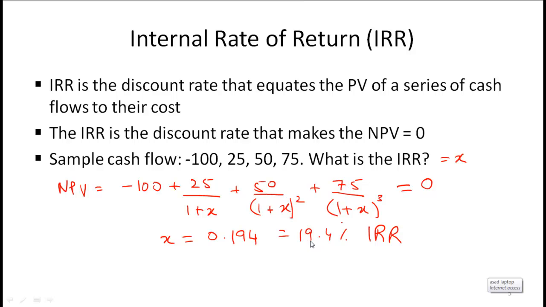The interpretation is that this project, given these cash flows where you invest 100 and then get 25 after 1 year, 50 after 2 years, and 75 after 3 years, you are getting a return of approximately 19.4% on this project. It's a useful thing to know. So you can tell now that the approximate return is just under 20%, which is good.